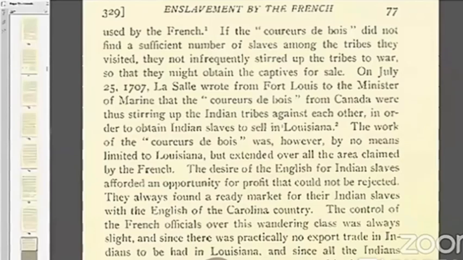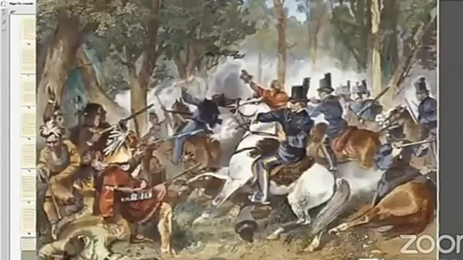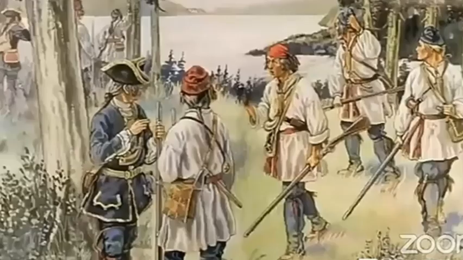So they're saying coureurs de bois. Now, how many people is this? Who were they? This is a really general description of obviously more than one person. We're talking about a large group of people doing this all over the area claimed by the French, which was pretty huge. We know that, right?